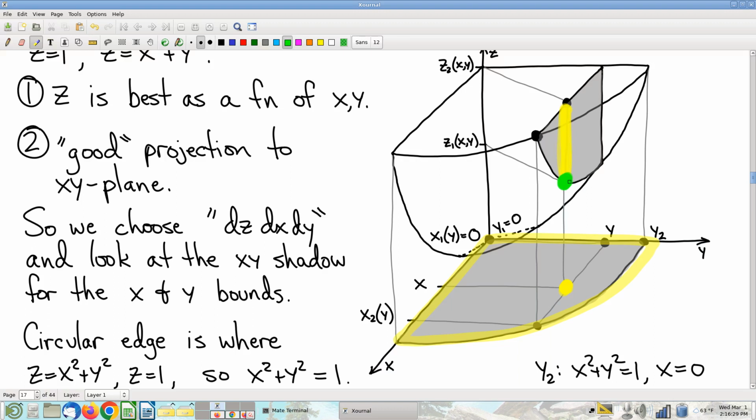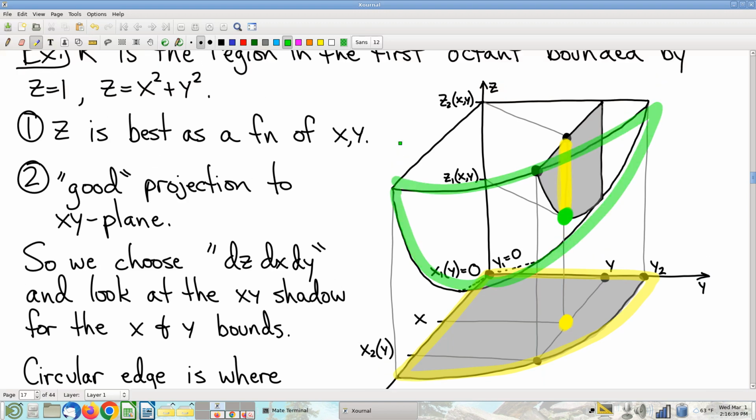No matter where I am in this shadow down here, wherever this yellow point is, this bottom point will always be on the same surface. It's always on z equals x squared plus y squared. That's nice. So this is what I mean by the consistency of the bottom surface.